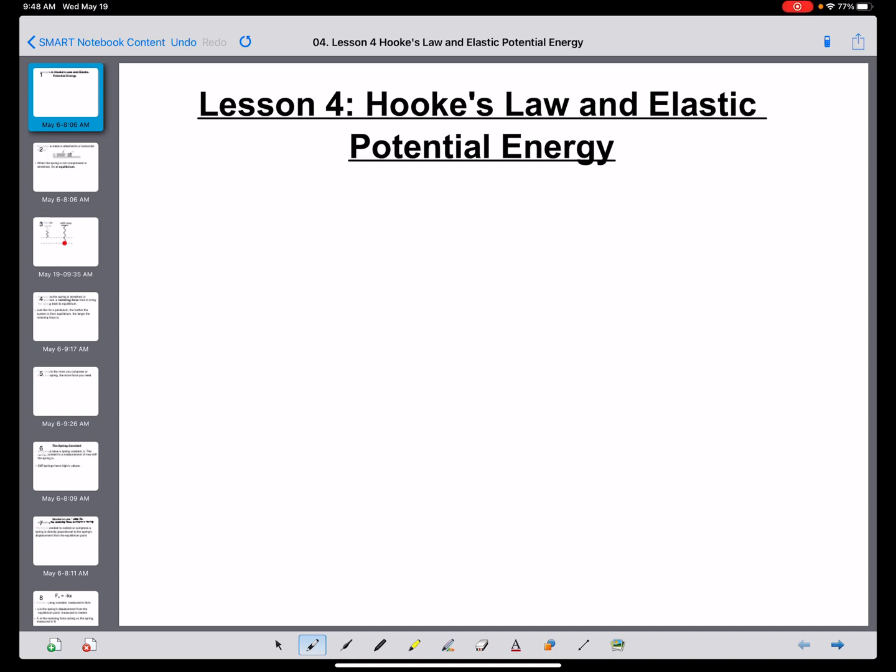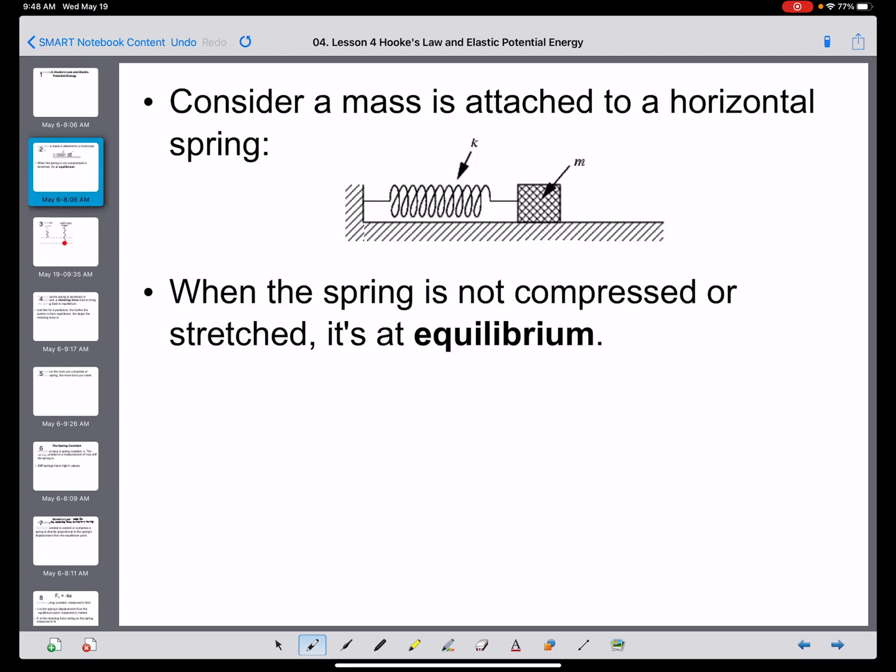All right, so lesson 4. The first part of lesson 4 will be about something called Hooke's law, and then the second part of lesson 4 will be about elastic potential energy.